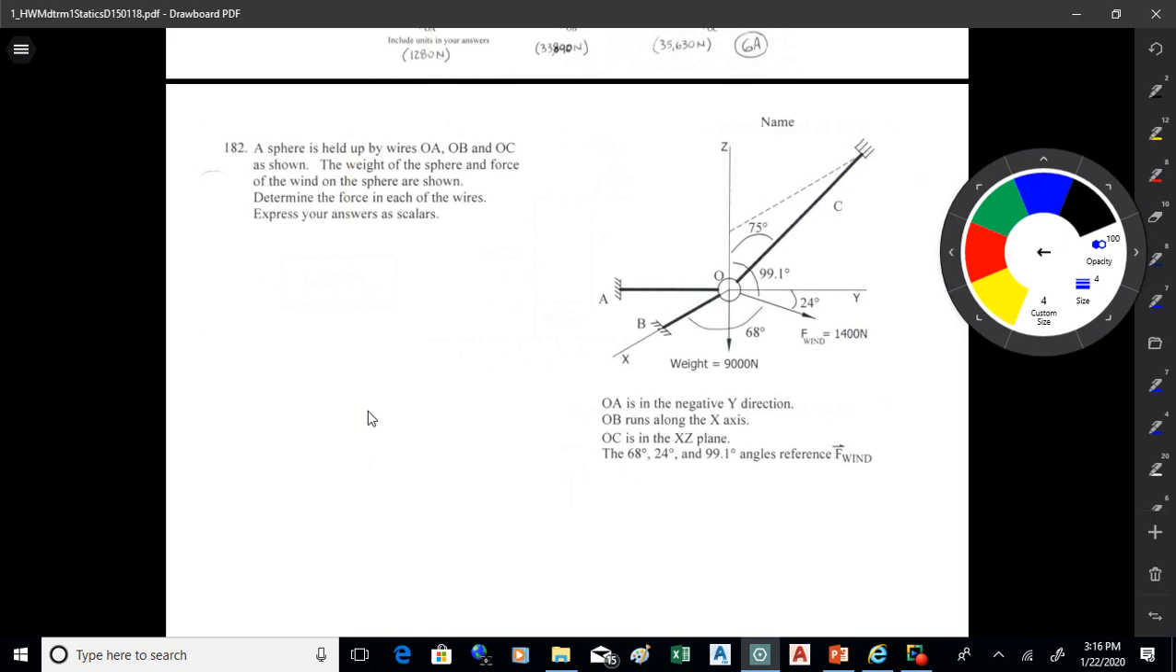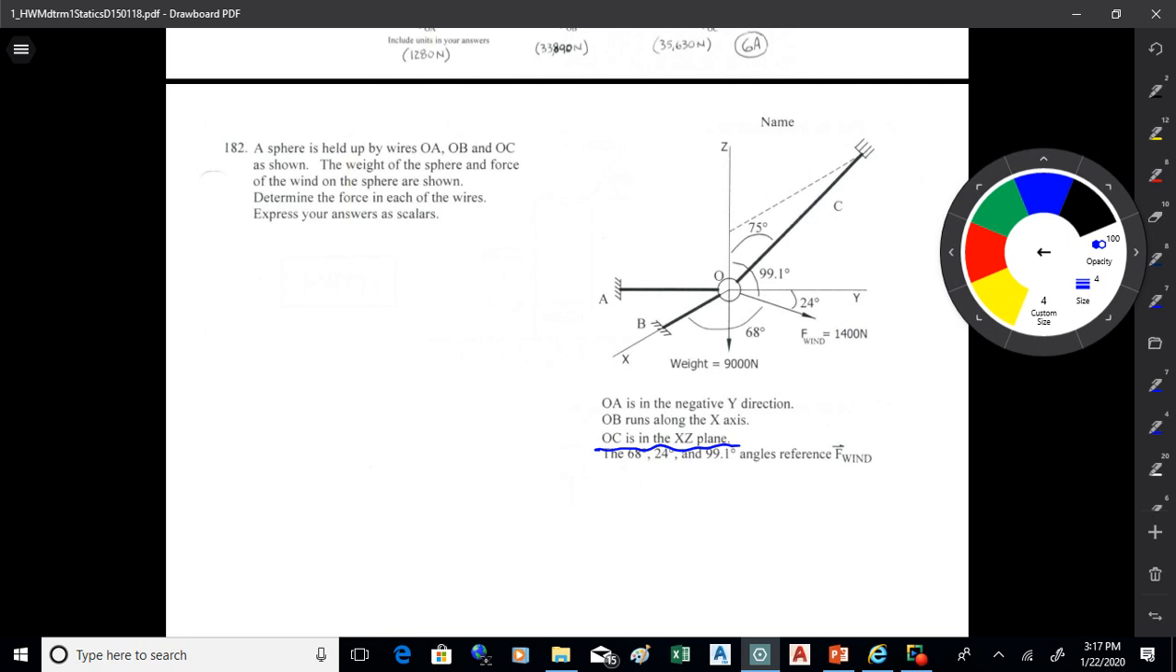So 248 has the process for this. What you want to do is come up with Cartesian vectors for the forces. And then once you have them, put them in columns, and you're building a matrix. So the columns are the forces and the rows are the equations for the X, Y, and Z directions. And then it's a matter of solving out the equations, okay? So you're given where OC is. OC is in the XY plane. You're also given the reference angles for the wind force, so you should be able to get a vector expression for that.